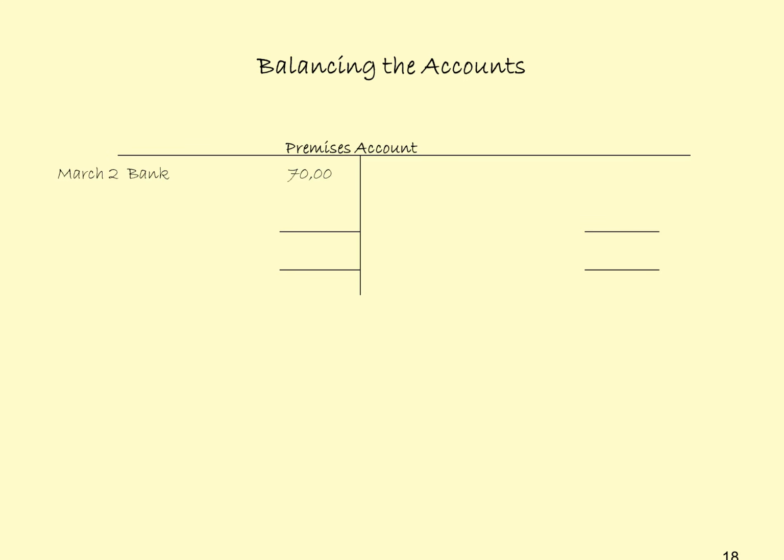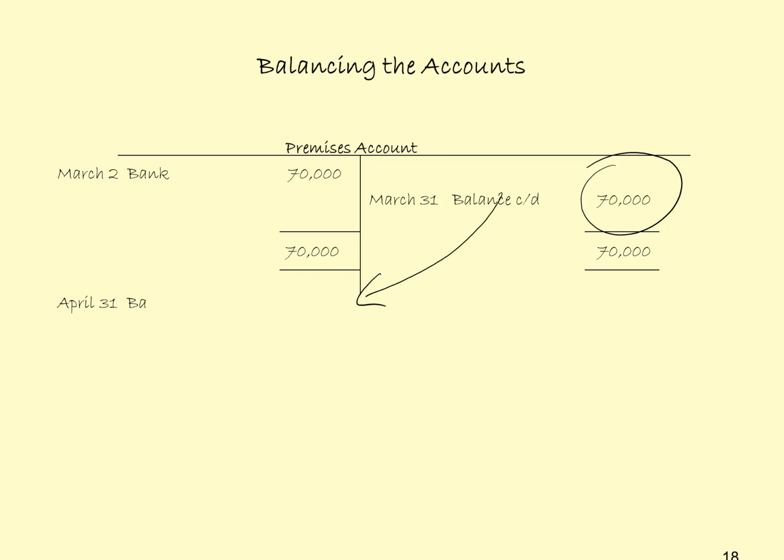Next account I have is the premises. Now there's only one transaction in this, so it gets quite easy. We just put in the column totals, and we'll put over here the balancing figure, which is 70,000. And then the 70,000 gets brought down onto the other side. So April the 1st, the balance brought down 70,000 on the debit side.